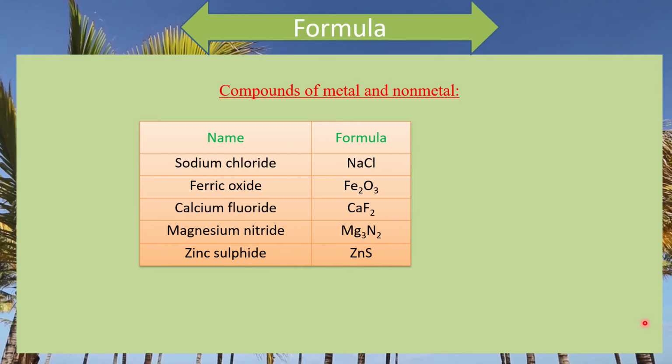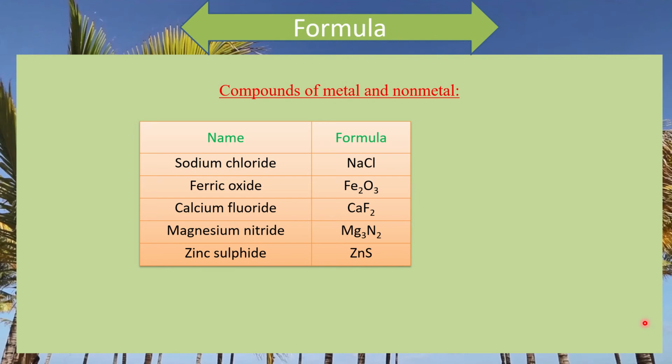Magnesium nitride, Mg3N2. The valency of nitrogen is 3 here. Dear students, I told you that when metal and non-metal make compound, then the lowest valency of non-metal will be used here. For example, nitrogen, you know, nitrogen has two valency, 3 and 5. But when nitrogen makes compound with metal, that means when the compound will only be metal and nitrogen, then the valency of nitrogen will be 3.